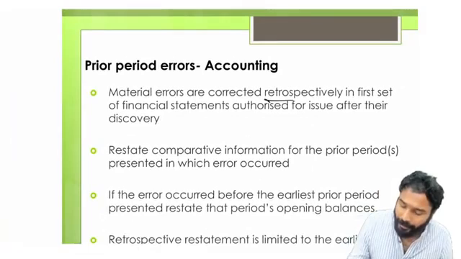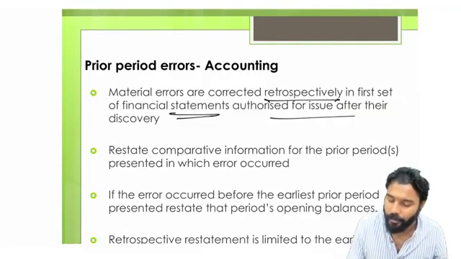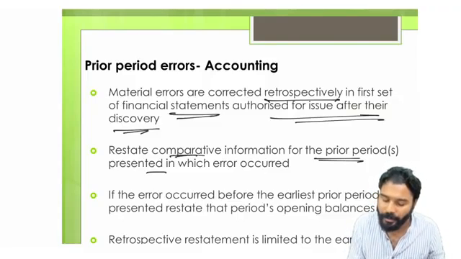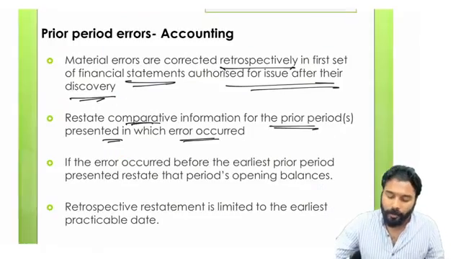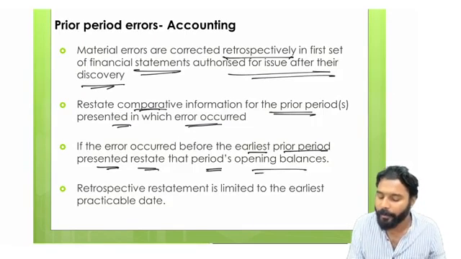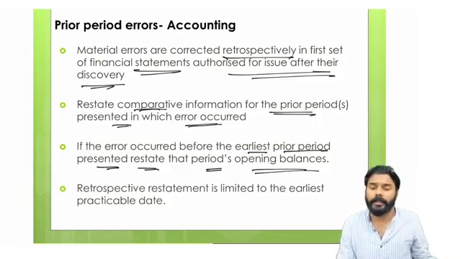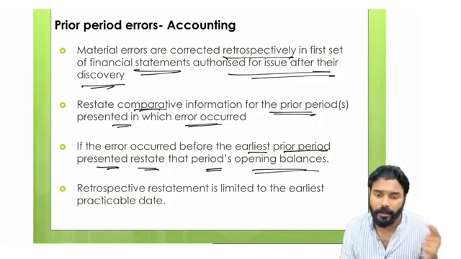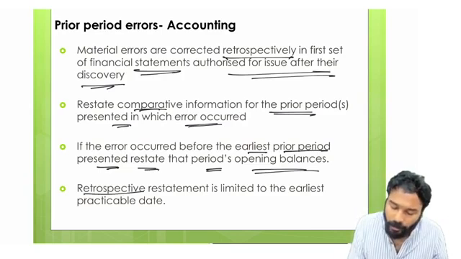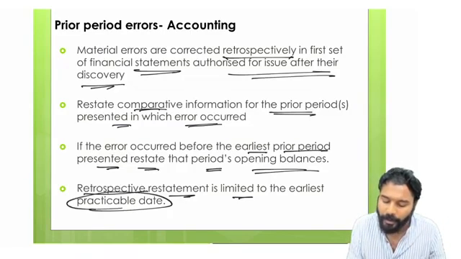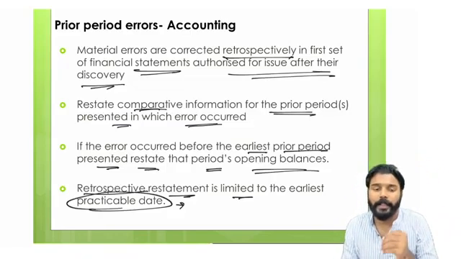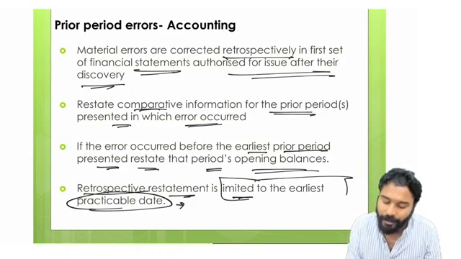Material errors are corrected retrospectively in the first set of financial statements authorized for issue after their discovery. So restate the comparative information for the prior periods presented in which the error occurred. If the error occurred before the earliest prior period presented, restate that period's opening balance. As you have seen in the inventory example, if there is an error, we should restate it in last year's FS. We can do it by making changes in the opening balance as well. The retrospective restatement is limited to the earliest practicable date. We can't make changes going back 10 years or something like that. So there is a limit to the retrospective change.